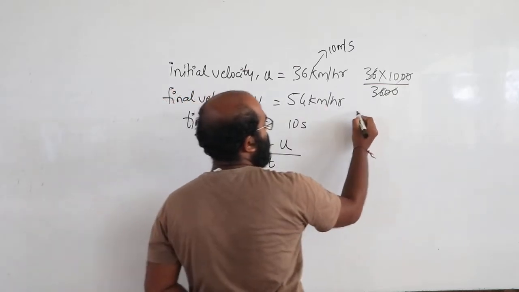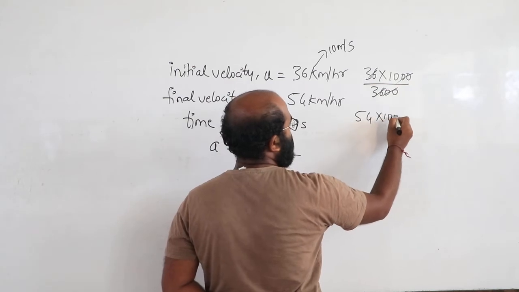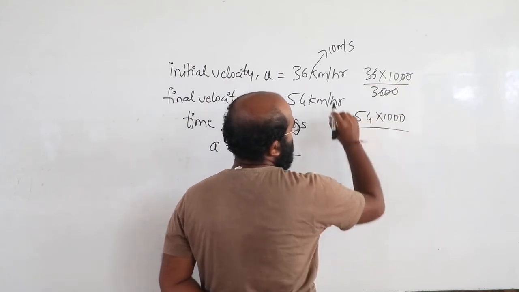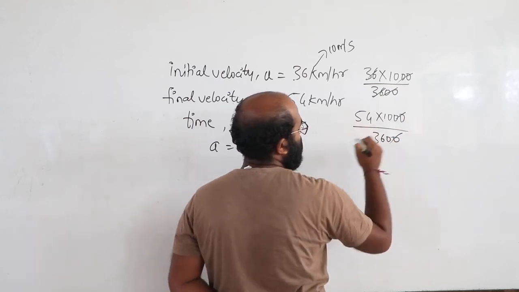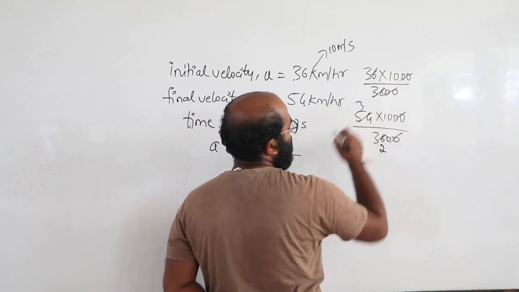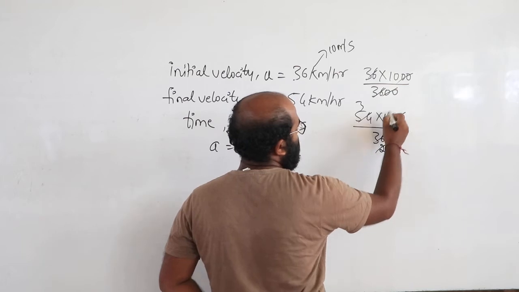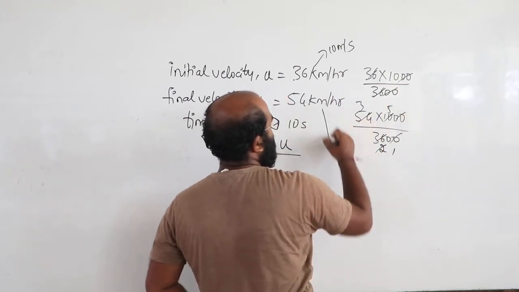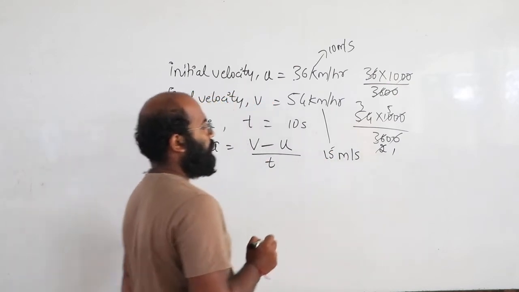So similarly, this 54 km per hour. 54 km means 54 into 1000 meters, and 1 hour is 3600 seconds. So 18 twos are, 18 threes are, so this is 2 ones are, 5 fives are. This is nothing but 15 meter per second.